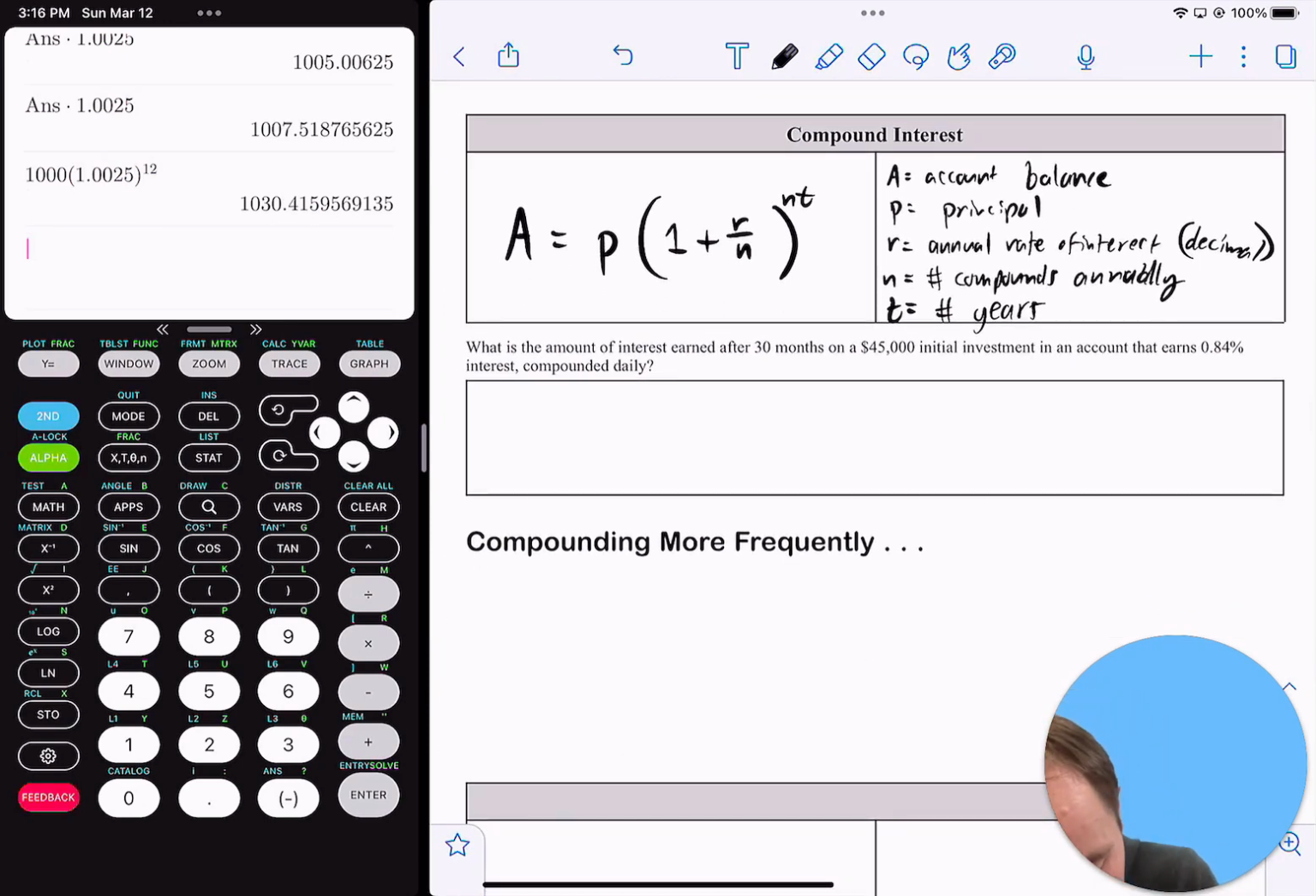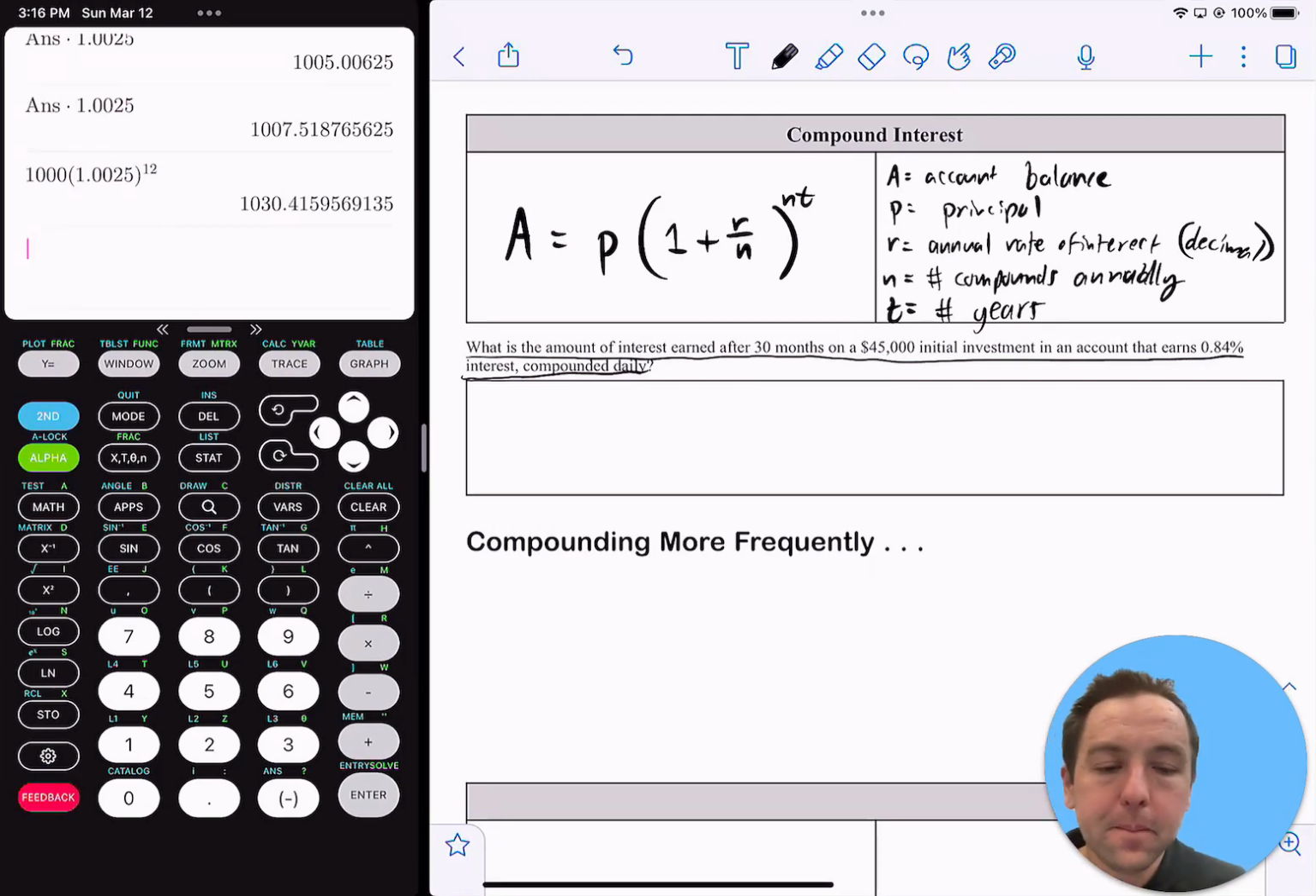So this example right here says we want to know what is the amount of interest earned after 30 months' time on a $45,000 initial investment in an account that earns 0.84% interest that is compounded daily. All right, so we can use the compound interest formula to do this because we know that the account does accrue interest that is compounded on a daily basis.